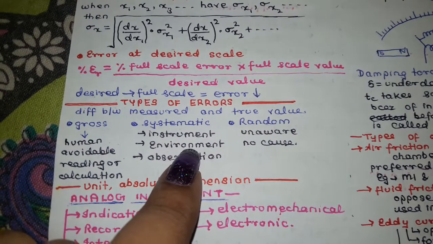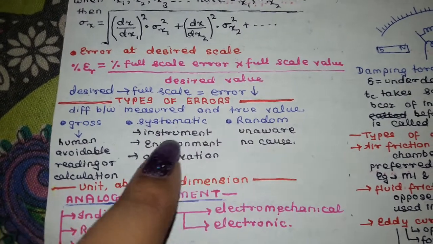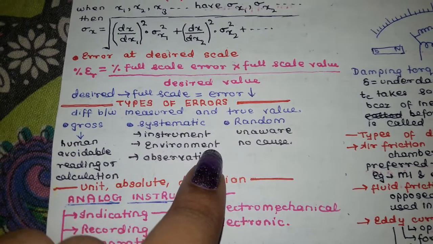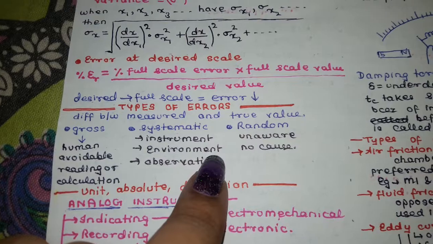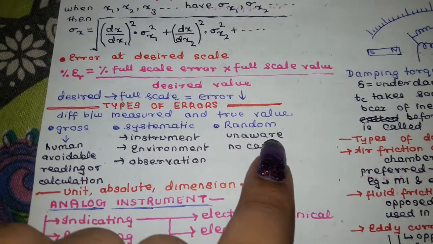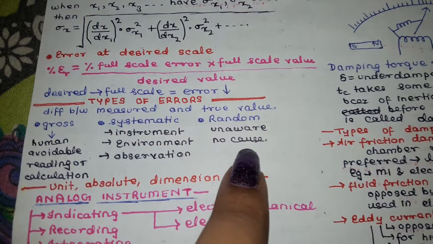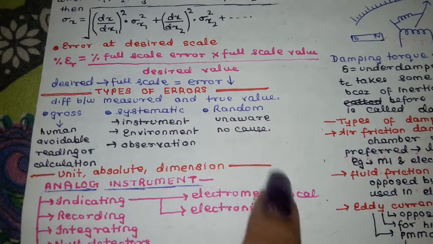Then we have systematic errors. These are due to instruments or the environment in which the instrument is kept. And then we have random errors. We are not sure about what the reasons are, but still we may experience some errors. So this is called random error.